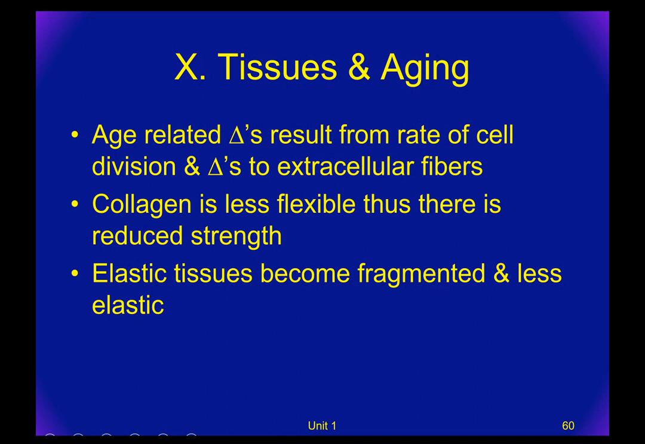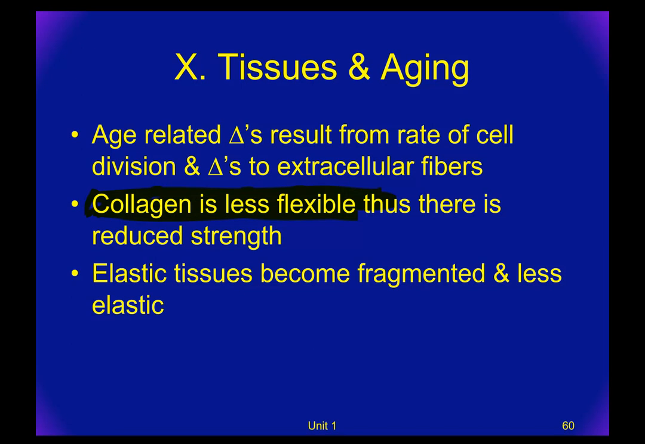So, tissues and aging. I will say this at the end of every chapter with an organ system aging slide. Everything goes downhill as we age. Age-related changes result from the rate of cell division, the changes to the extracellular fibers as well. As we get older, we don't make as many cells as we used to. And the fibers, the collagen fibers and the elastic fibers and the reticular fibers that we're making aren't the best quality either. So the collagen that we're making actually becomes less flexible. And what that means is it's not as strong.